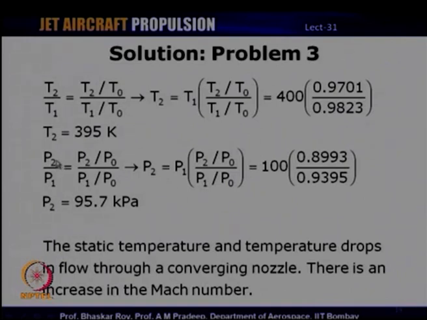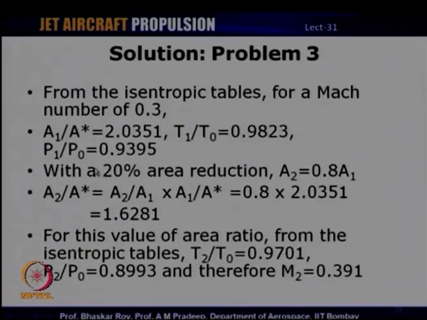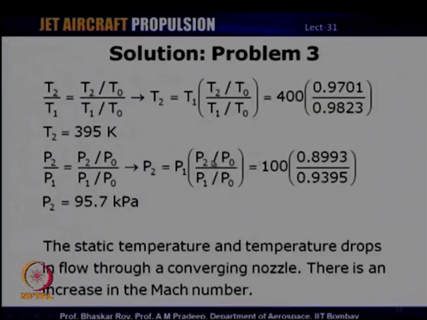Similarly, the exit static pressure can be calculated from the pressure ratios. P2 is equal to P1 into P2 by P naught divided by P1 by P naught, which is 100 multiplied by P2 by P naught, 0.8993, and P1 by P naught is 0.9395. So, if we substitute these pressure ratios, we can calculate the exit static pressure as 95.7 kilopascal.